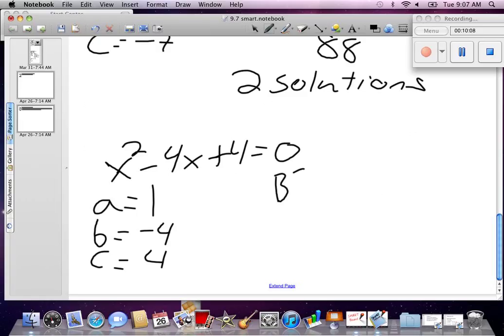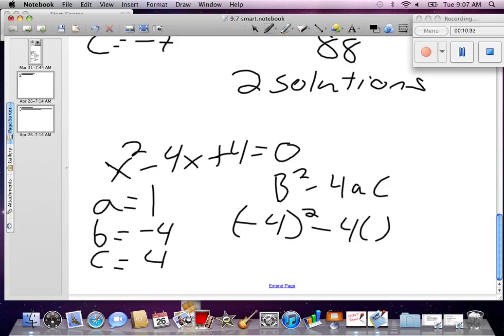I want you to plug it into the equation b squared minus 4ac. Tell me exactly what to write. You've got b squared minus 4ac. It says what a, b, and c are. Tell me what to write. Okay, good. Okay, what's c? Okay.